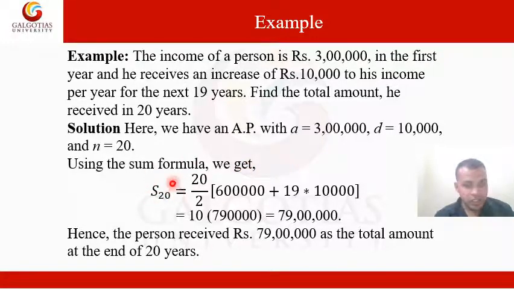So S20 is going to be n by 2 into 2a plus n minus 1 into d. So I can put all the values here. n by 2, n is your 20, a is your 3 lakh, multiplied by 2 is going to be 6 lakh, plus n minus 1, n is your 20, 20 minus 1 is 19, so I am writing here 19 into d. d is the increment every year, so it is going to be 10,000. So I can say, by this calculation, it is going to be 79 lakh rupees he received after 20 years.